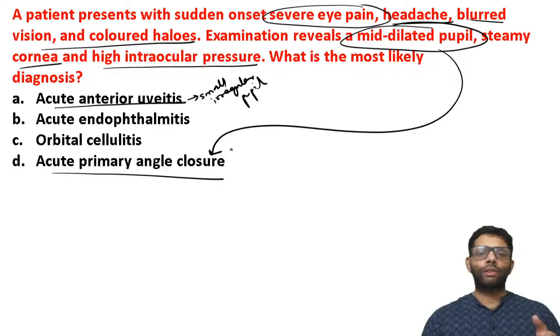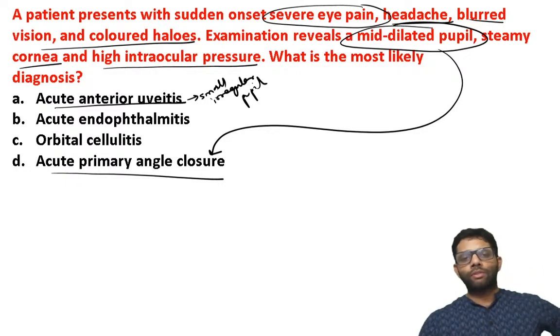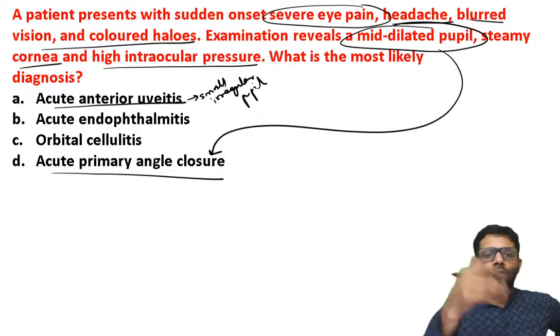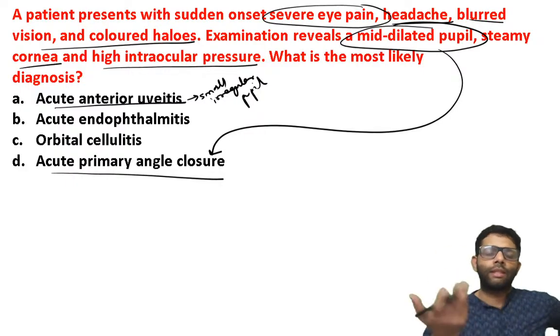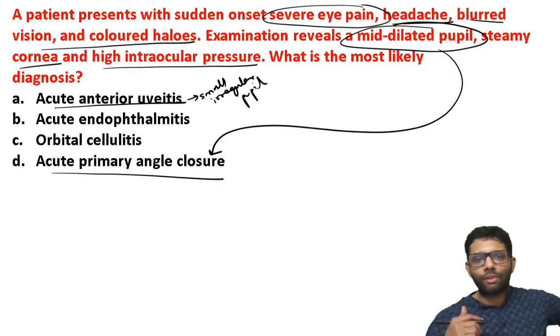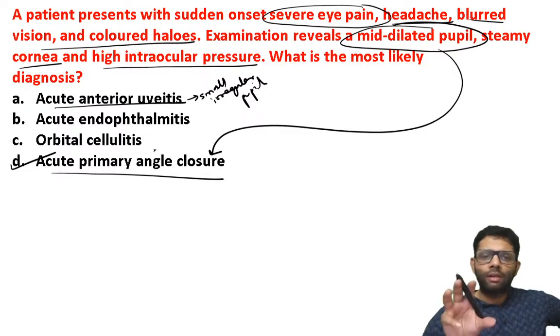In the NEET exam, a similar question was asked, that a patient came after seeing a movie with acute redness of the eye, headache, blurred vision, colored halos, mid-dilated pupil, image was there. Then the answer is acute primary angle closure. Here they have not given that the patient is coming after a movie. But with mid-dilated pupil, the answer is acute primary angle closure. Orbital cellulitis cannot be the answer because proptosis and orbital signs are not there. Orbital cellulitis has proptosis, eyelid edema, painful red eye with proptosis.